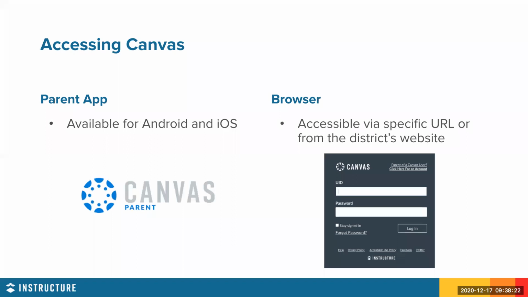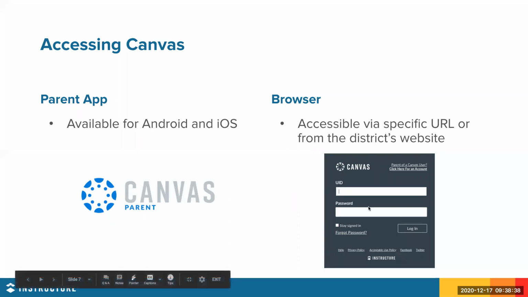So now that you know what the observer role is and the purpose of it, there are two ways that parents can access Canvas. One is going to be through the app, which is available both for Android and Apple devices, or they can access it from the web. And this is what the login looks like from the web.